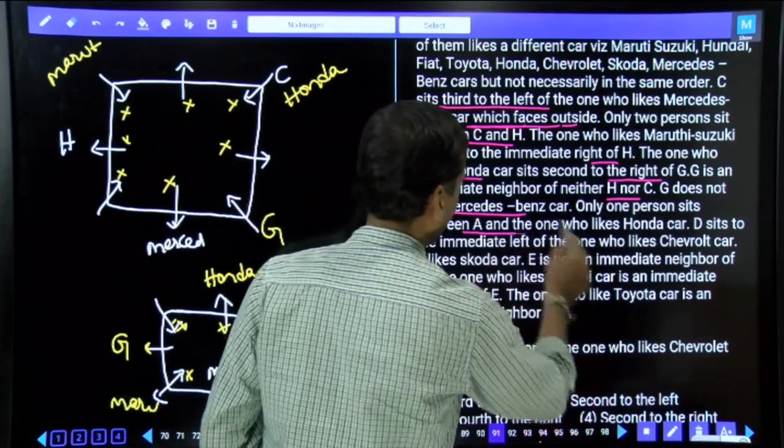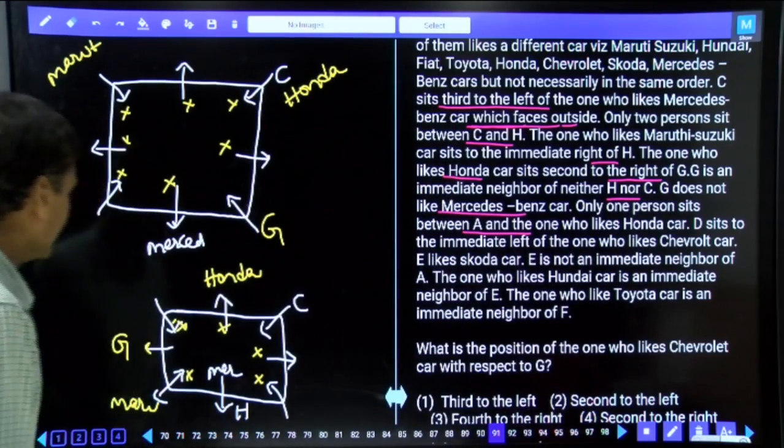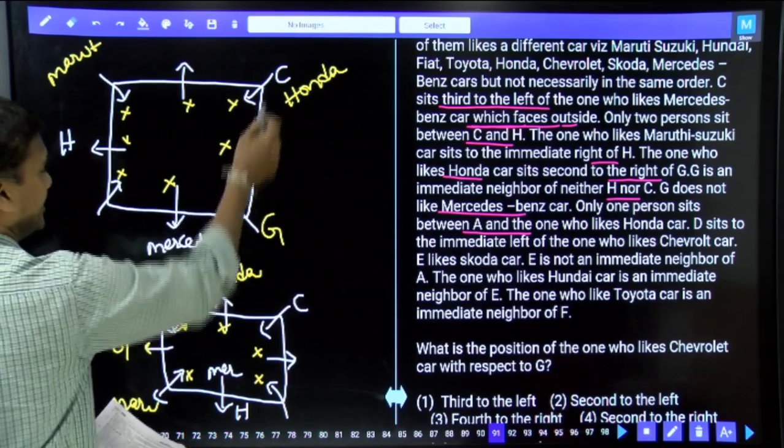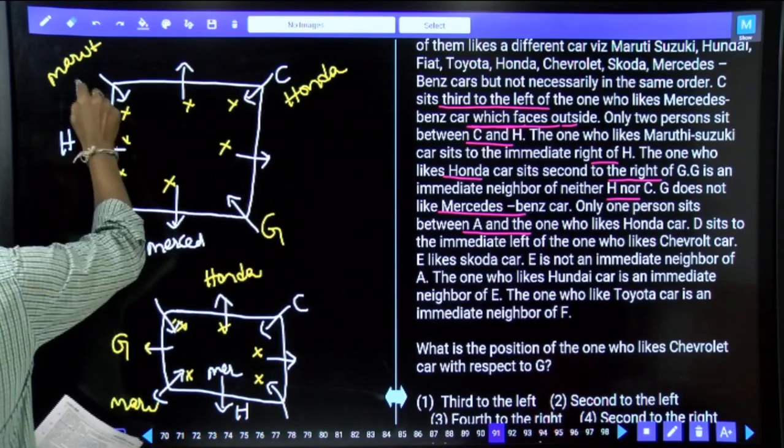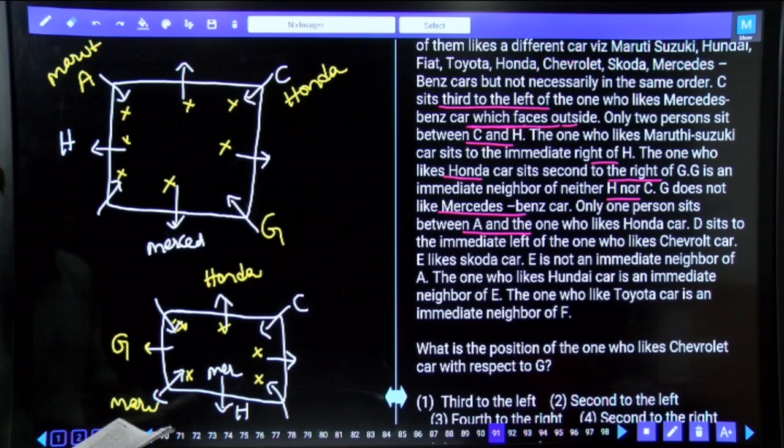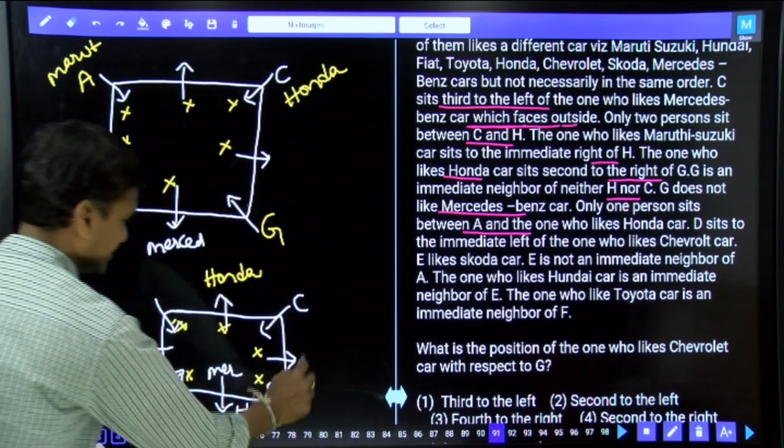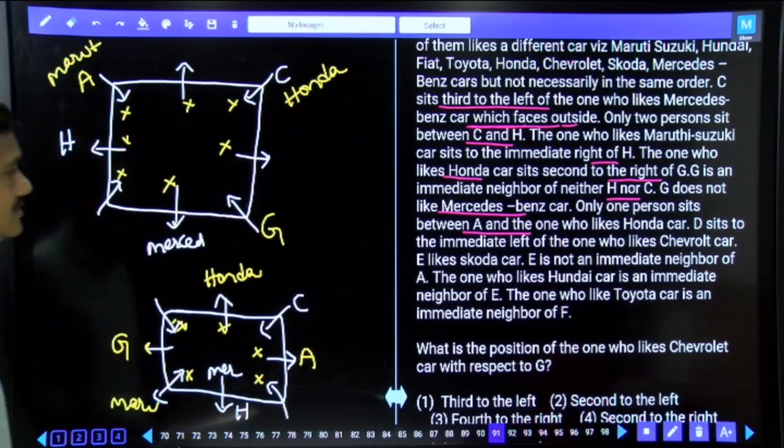One person between A and the one who likes Honda. A and Honda, there must be exactly one. Honda is here. A can be here or here. Here it is not possible. A likes Maruti. And one person between A and Honda. Honda is here. Hence A must be to the immediate left of C.